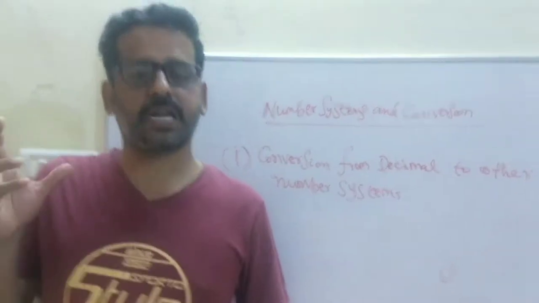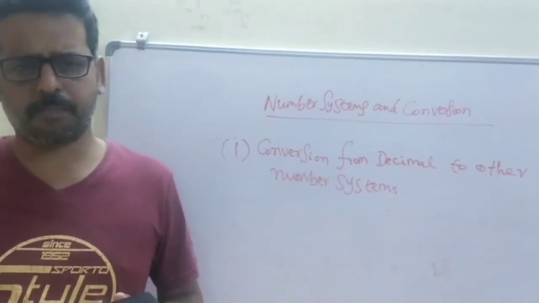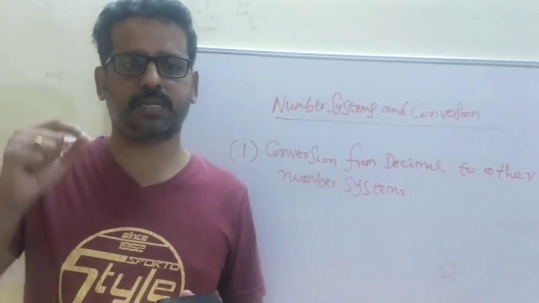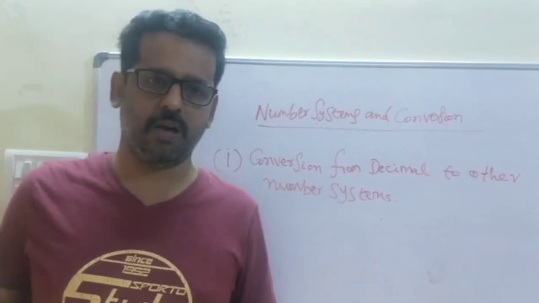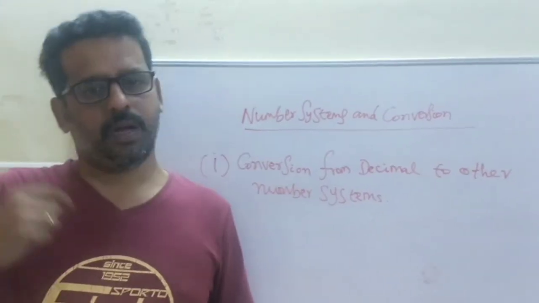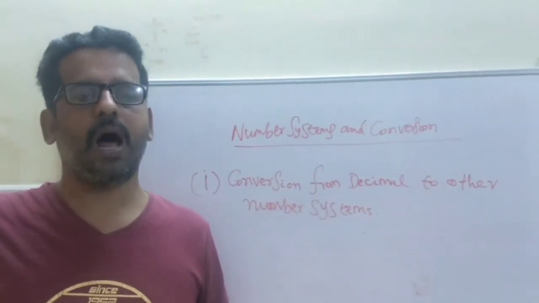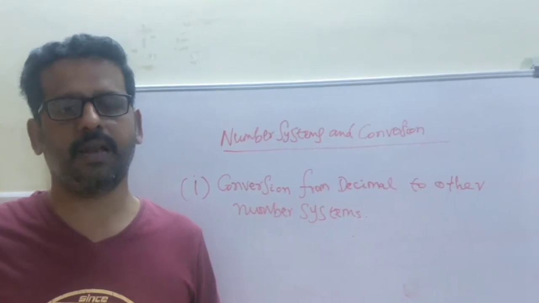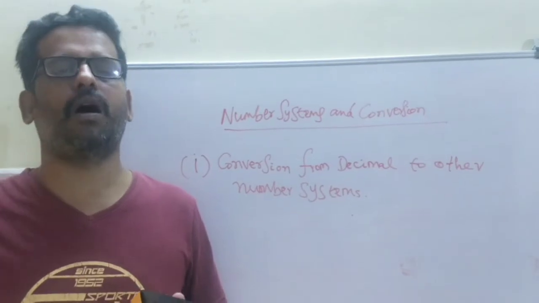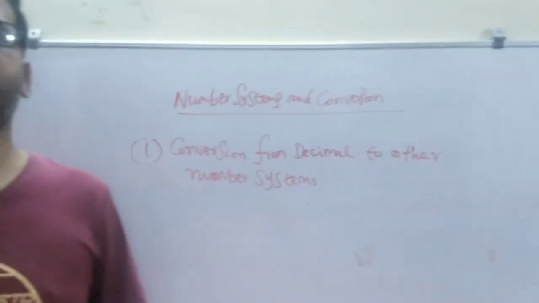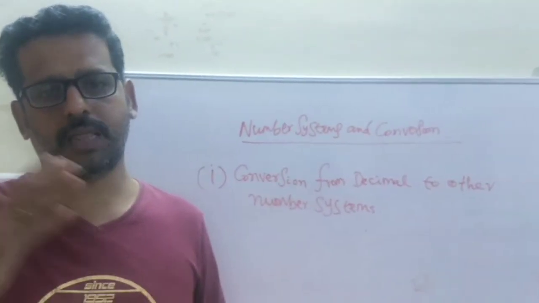For the fractional part, I will multiply the fractional part by the base to which the number has to be converted. For example, if I want to convert to the binary number system, I will multiply the fractional part of the decimal number by 2 until I get a whole number. Then I will write down the values in the forward order. So this is the standard procedure for conversion from the decimal number system to other number systems.